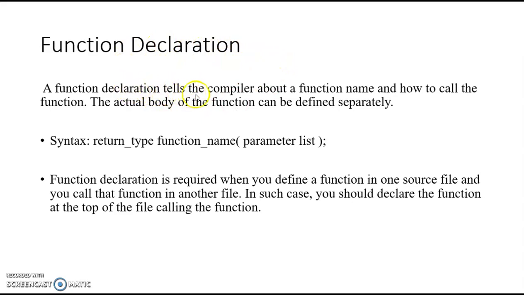So the function declaration tells the compiler about the function name and how to call the function. Okay. So as I told you, like with a variable, we need to declare that variable. Similarly, here also we need to declare the function. Okay. So the actual body of the function cannot be defined separately. Okay. We cannot define the body of the function separately.